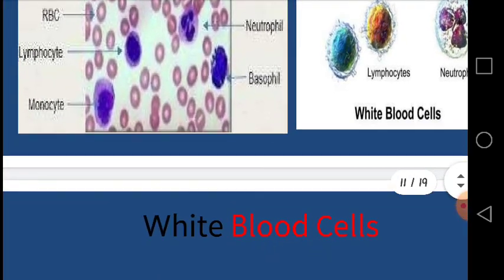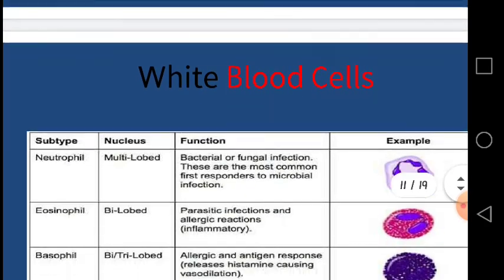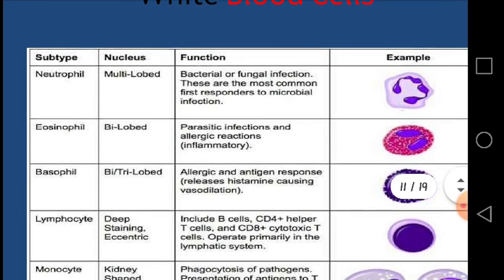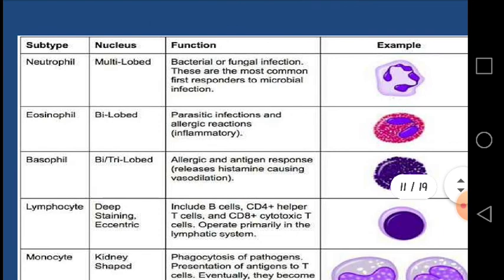Dear students, I have selected one more slide for the functions of the white blood cells along with the type of the nucleus they are having and along with the diagram. You can see neutrophils, they have multi-lobed nuclei, and their function is to control the bacterial and fungal infections. These are the most common first responders to the microbial infections. You can see their diagram as well.